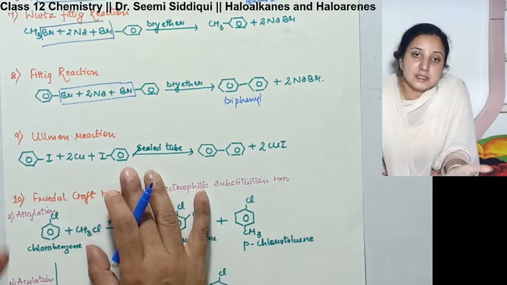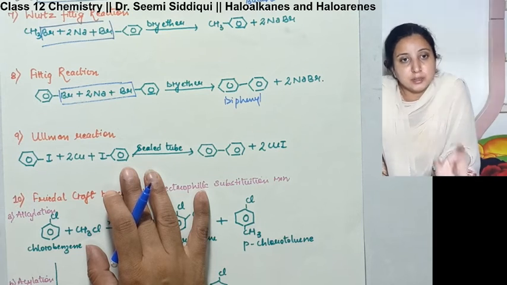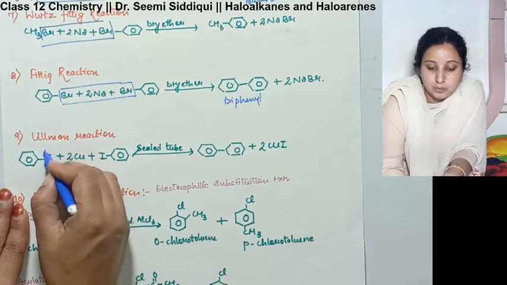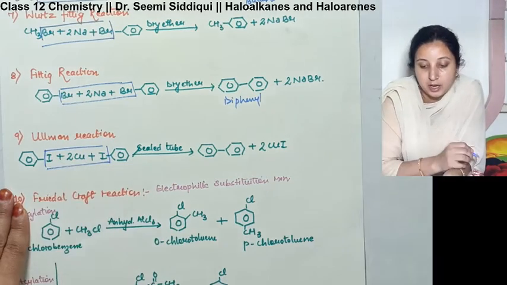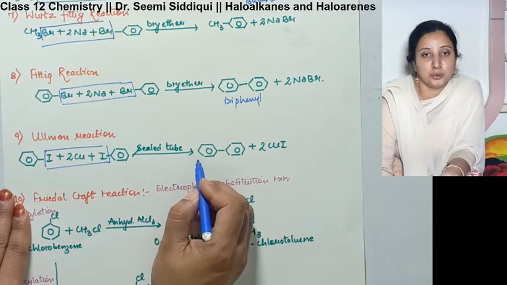The next reaction is Ullmann reaction. Ullmann reaction is a kind of your Wurtz reaction only. The difference only over here is what we use a copper over here and in the case of a iodine, and it is done in the sealed tube.